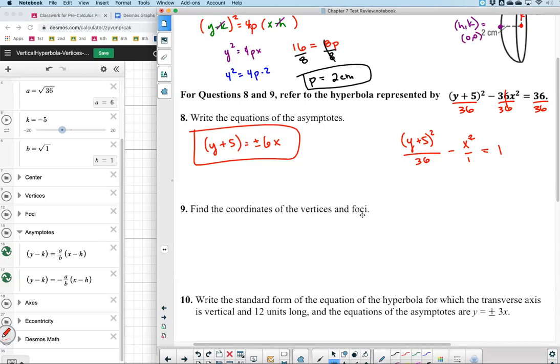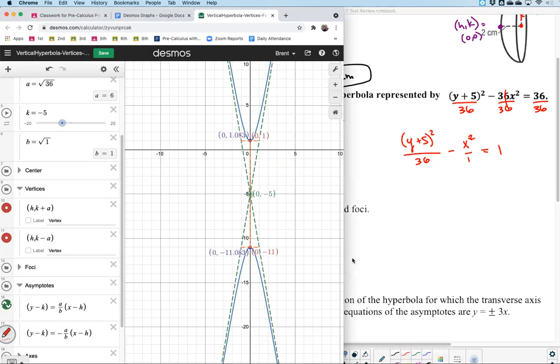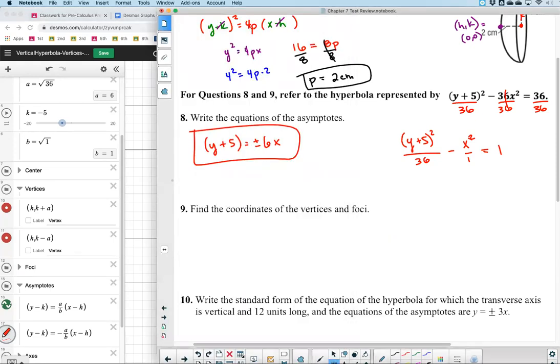Vertices and foci. So let's go to vertices. Now we can see what the formula would be. It would be h comma k plus or minus a for the vertices. Let me write vertices here. So in our problem, h is 0. The k is a negative 5. Plus and minus a, we know a is 6. So that's how the test will probably have them written out.